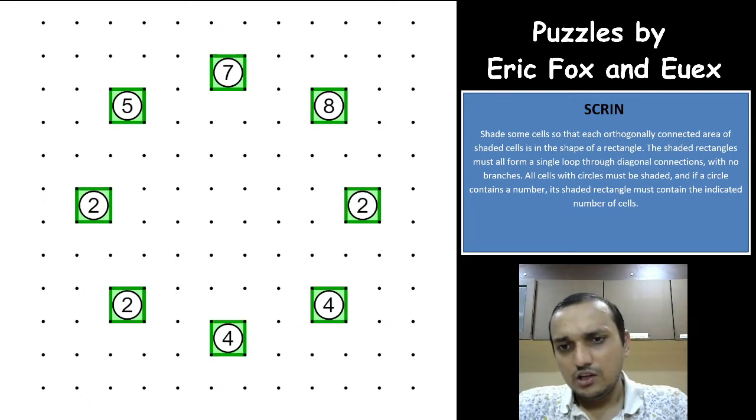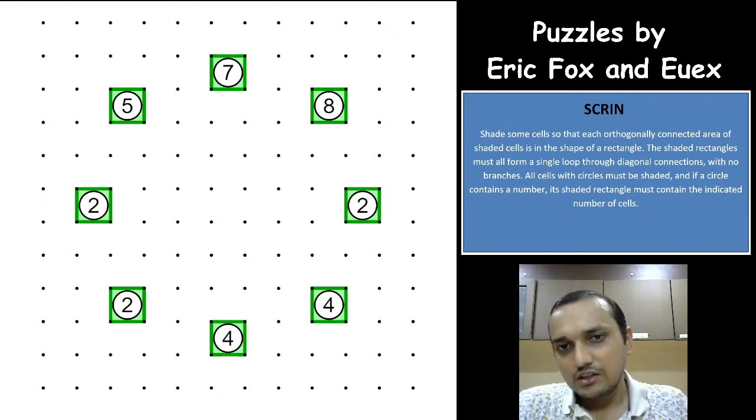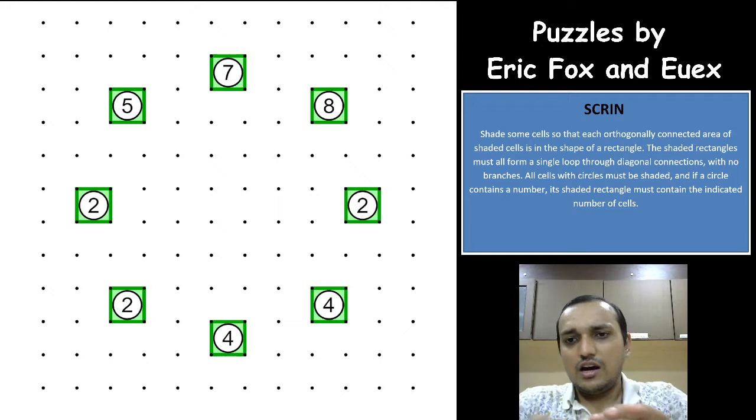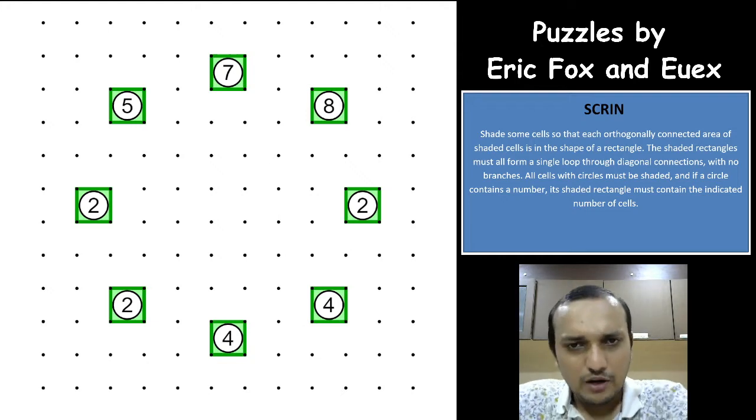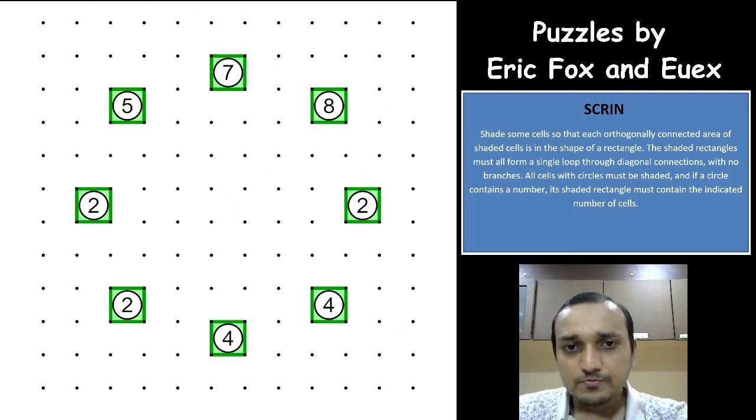So you have to draw a loop of rectangles. You will have exactly 8 rectangles here, and all of these 8 rectangles are connected using a loop of diagonal connections. So simple, and we should be able to start solving this puzzle.